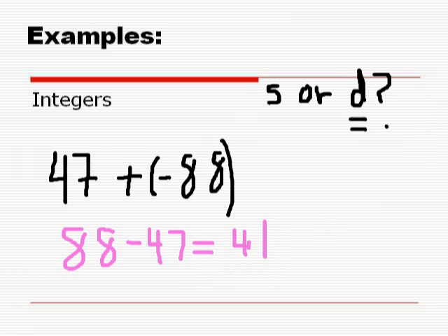And now I have to decide which one of those two numbers had the higher absolute value. 88 has the higher absolute value. It's negative. Therefore, my answer is negative.